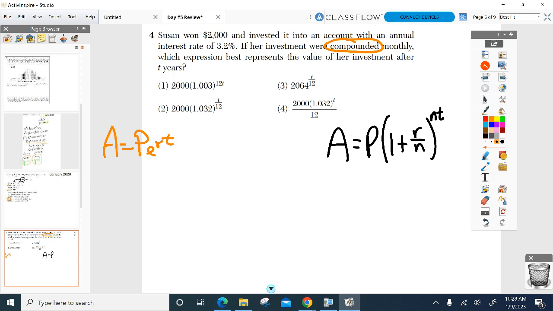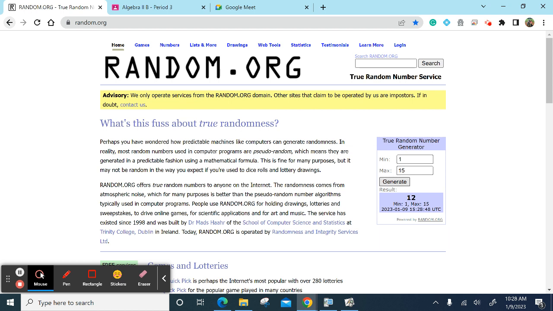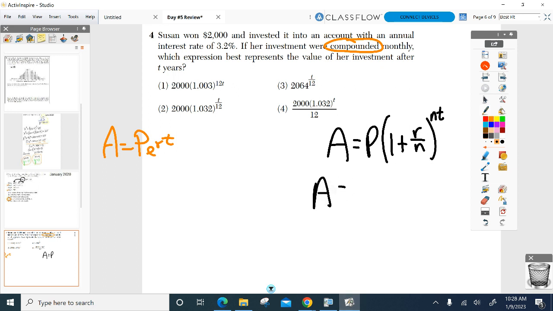All right, who's going to help me plug in here? I need a little stud here. Oh yeah, Sydney, you got this. All right, ready, Sydney? P, principal. How much am I starting out investing? So everyone, 2,000 times 1 plus. My rate is 3.2, but you won't see me plug 3.2 in here. I need that percent as a decimal in my formula. Divide it by 100, move it to the left two spots, 0.032. I'm trying to drive that home. Take your percent, change it into a decimal.